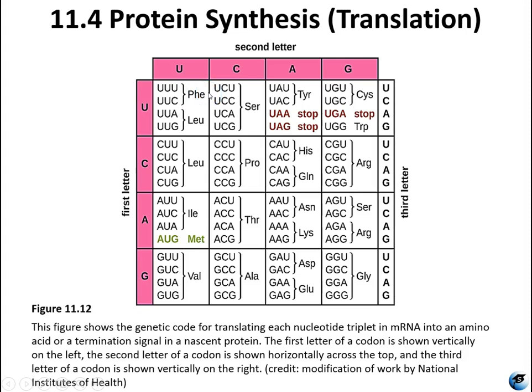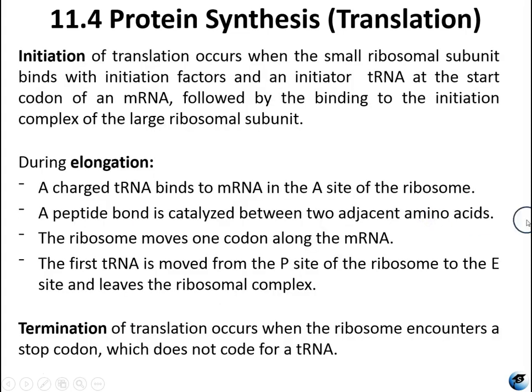This happens in different steps. Basically, there's 3 big steps for translation. You got initiation, elongation, and termination. So initiation is when the small ribosomal subunit binds with initiation factors. And then an initiator tRNA binds at the start of a codon, okay? And then there's this thing called an initiation complex that attaches to the large ribosomal subunit. So everything is coming together.